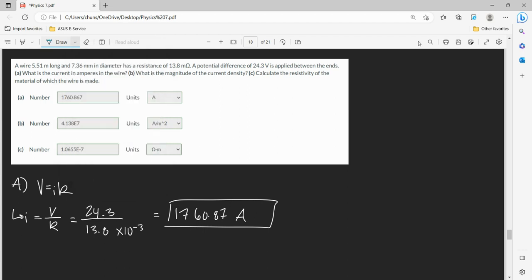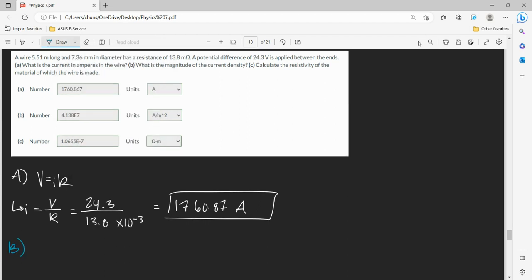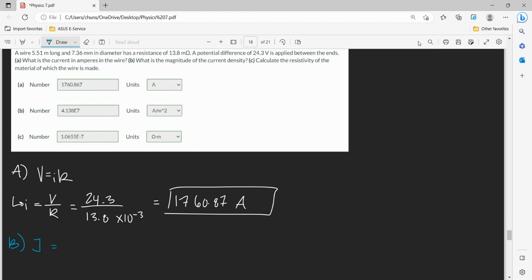Our next question asks for our current density. Current density is equal to our current over our area. So we have our current, which we just solved, and we have the area. So this is pi r squared. And our r in this case would be equal to 7.36 divided by 2. So this is 3.68 millimeters. Or this would be equal to 0.00368 meters.